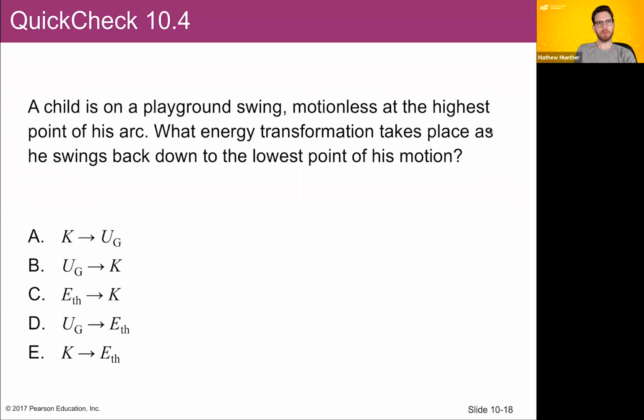Let's go ahead and end this one. Most of you picked B, that we have conversion of gravitational potential energy to kinetic energy, right? Absolutely. We have a swing here. We have this person sitting here on the swing. We can think about them like a mass on the end of a pendulum here.